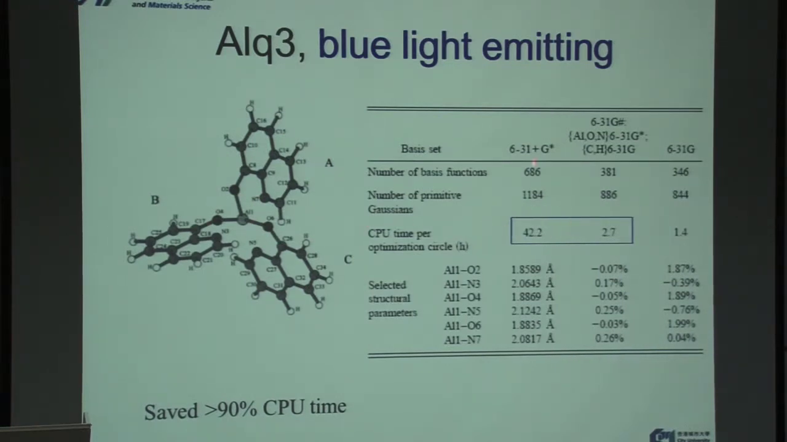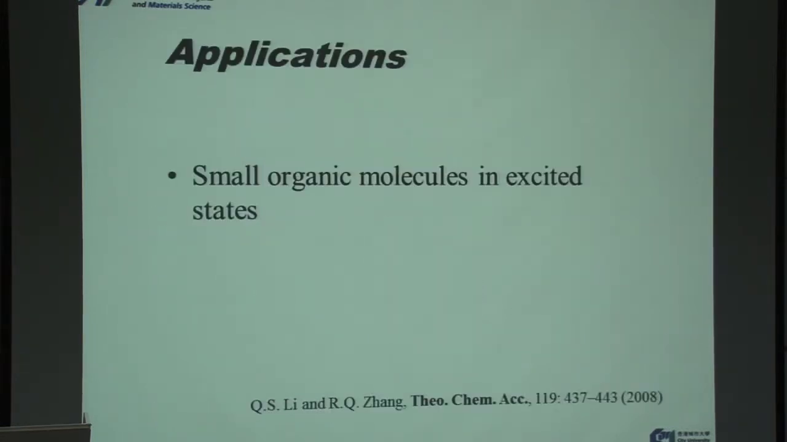I did the optimization. Of course, this comparison is not very fair because I use the diffuse function here, and I shall not use it. But you see that I get almost a similar geometry of this molecule. This is the deviation percentage, very small, 0.07%, right? All very small compared with the geometry obtained using the standard basis function. However, the CPU time saved is 90%. Okay, so this is very encouraging.